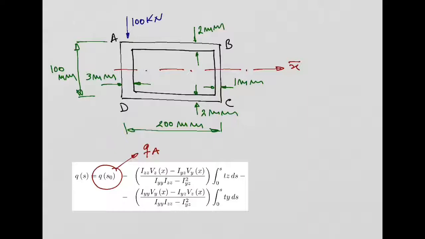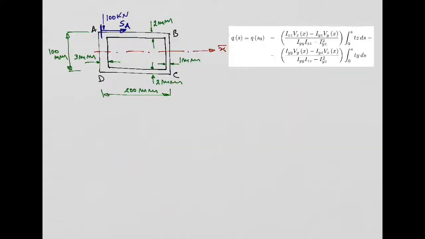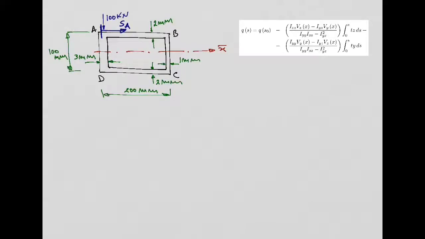Let me copy this. All right. Now, we can simplify this expression a little bit more. First, there is symmetry. This X bar axis, the one in red, divides the cross section into symmetric parts. Because of that, we know that the product of inertia is going to be equal to 0 because of the symmetry of the cross section. What else do we know? We know that we only have a transverse force in the vertical direction.